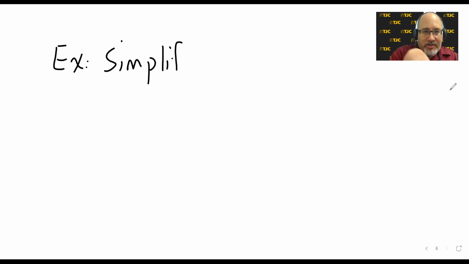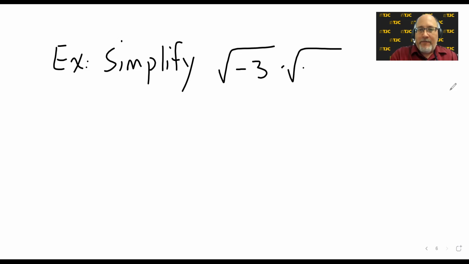Now, there are some more types of problems that you're going to run across in your homework that involve simplifying. Most of them involve multiplication and dividing. There's a couple of exceptions. For example, let's say I ask you to simplify the square root of -3 times the square root of -15. And now we've got 2 square roots of negatives multiplied by each other.